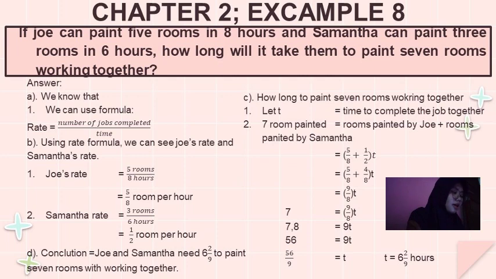7 times 8 equals 56, and 56 equals 9T. So 56 per 9 is T. T equals 6 and 2 per 9 hours. So the conclusion: Joe and Samantha need 6 and 2 per 9 hours to paint 7 rooms working together.